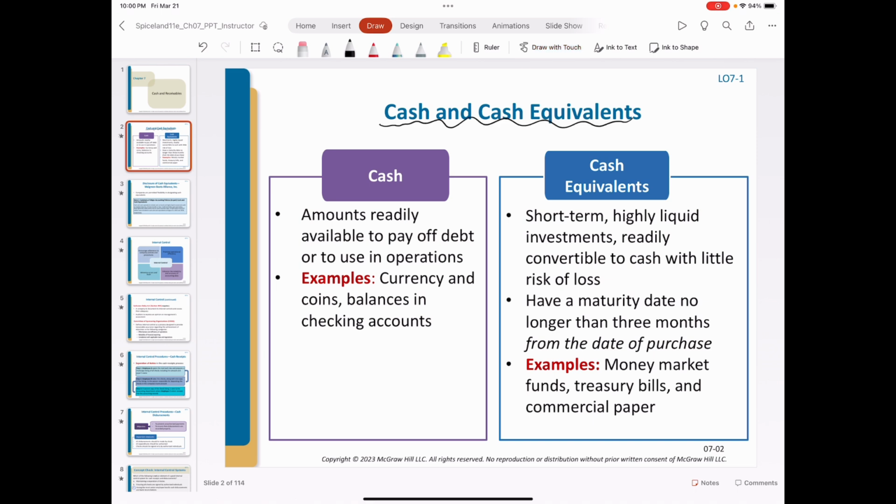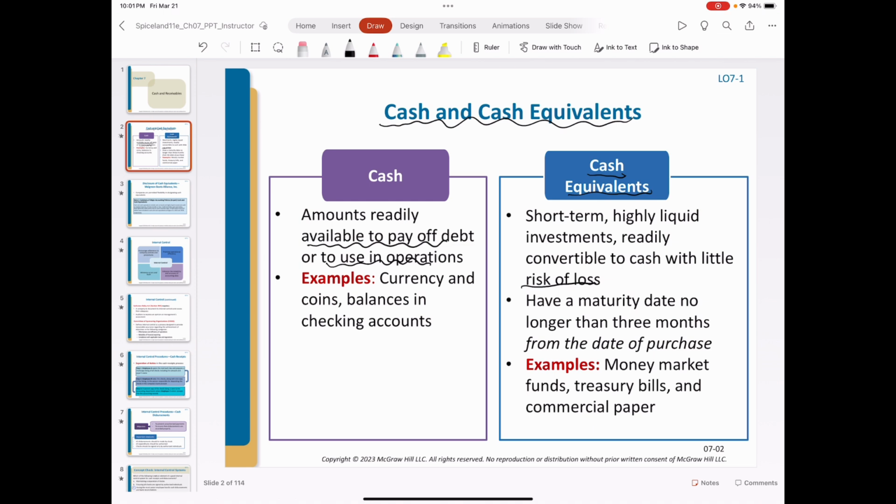Cash is very understandable. It is just dollar bills, coins, checks. These are available for payments or used in operations. While cash equivalents represent the very liquid short-term investments, so the company can turn these assets into cash very quickly without losing the value.